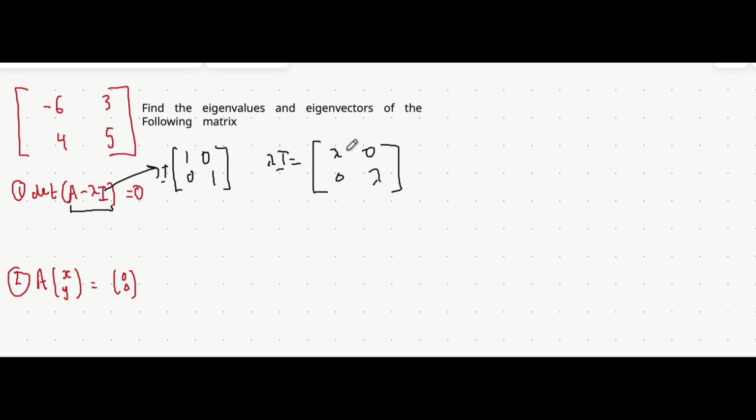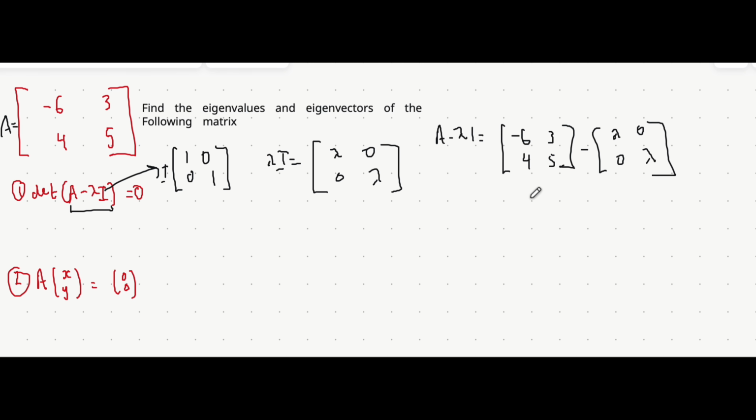If we're doing A take away lambda I, let's form that expression first before we find its determinant and make it equal to 0. So A is our matrix that's given in the question, by the way. So that's, in this case, minus 6, 3, 4, 5. So I'm just going to write that out very quickly. Minus 6, 3, 4, and 5. And we're taking away from that this matrix that we formed for lambda I, which is lambda, 0, 0, lambda.